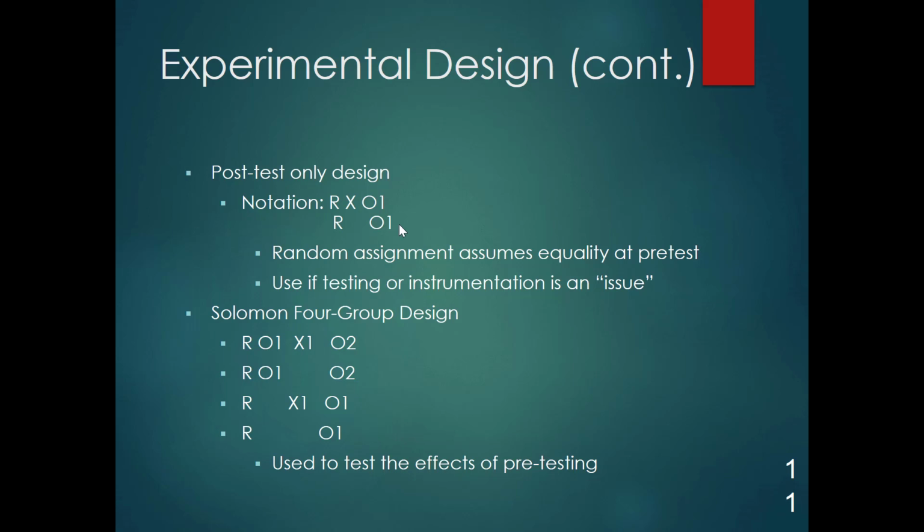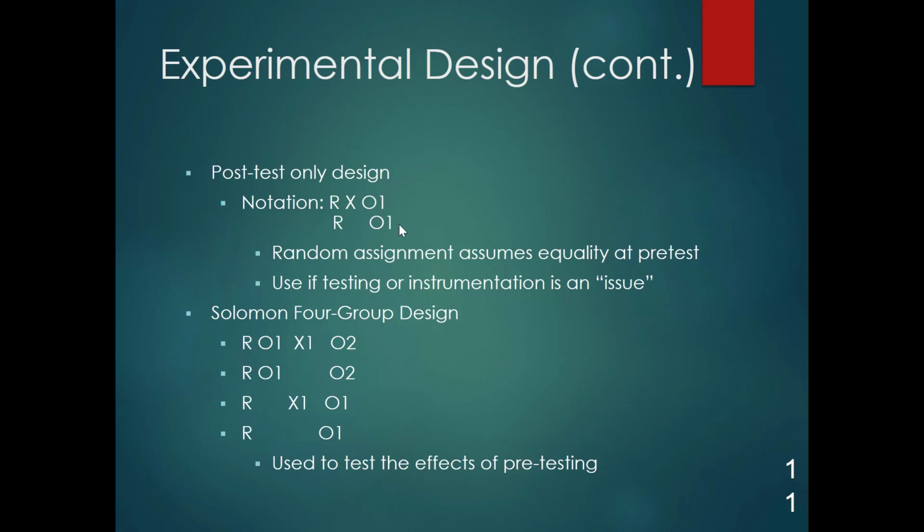With this design, random assignment assumes equality at pretest. Because participants were randomly assigned to groups, it basically assumes that each group is going to be equal because they were randomly assigned, and therefore eliminates the need to have a pretest.